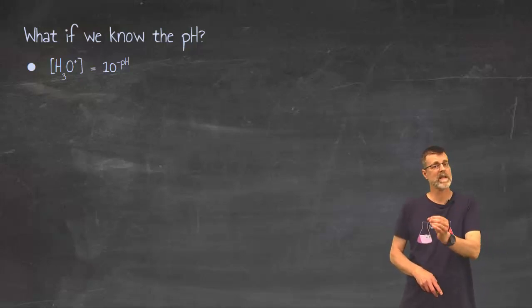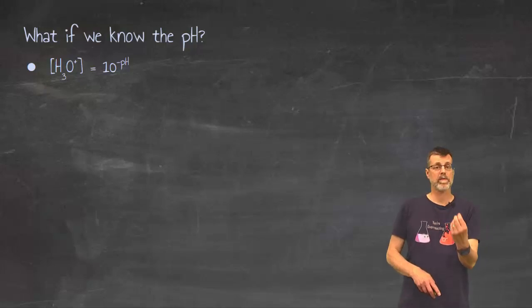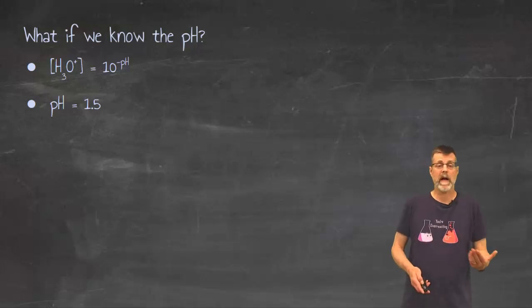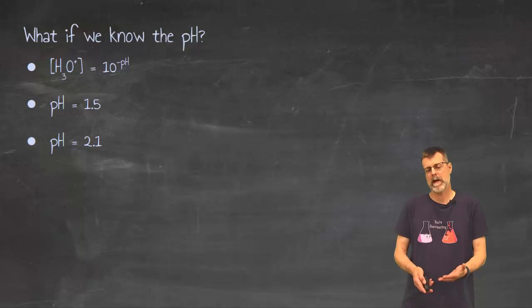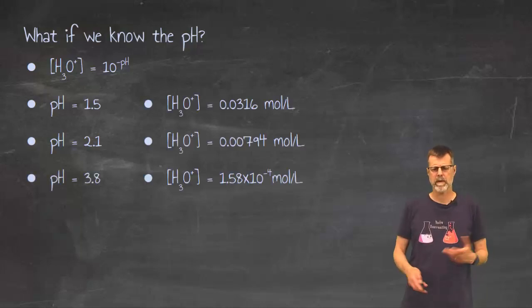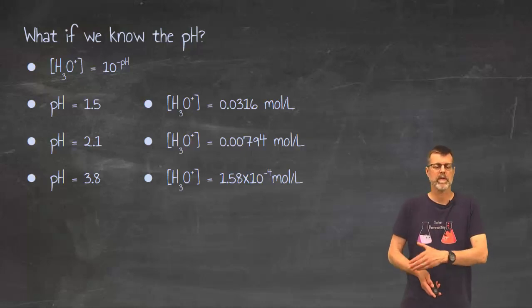Now again, it's negative pH, so if my pH is a 3, I have to put it in as 10 to the exponent negative 3. So if I have a pH of 1.5, fairly acidic, and I put that in, then I get a concentration of hydronium of decimal 0.316.